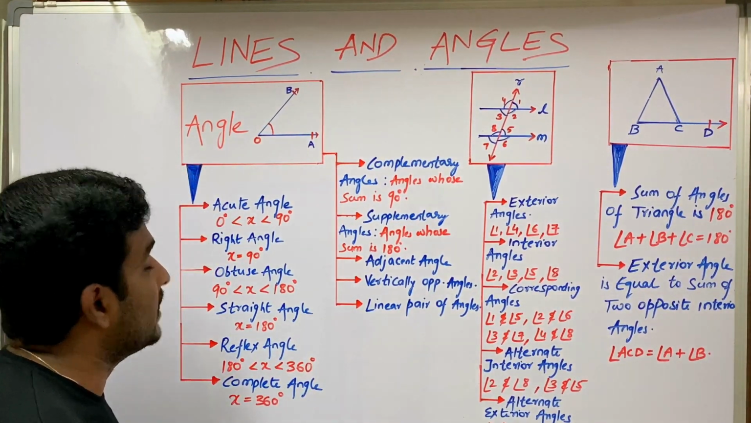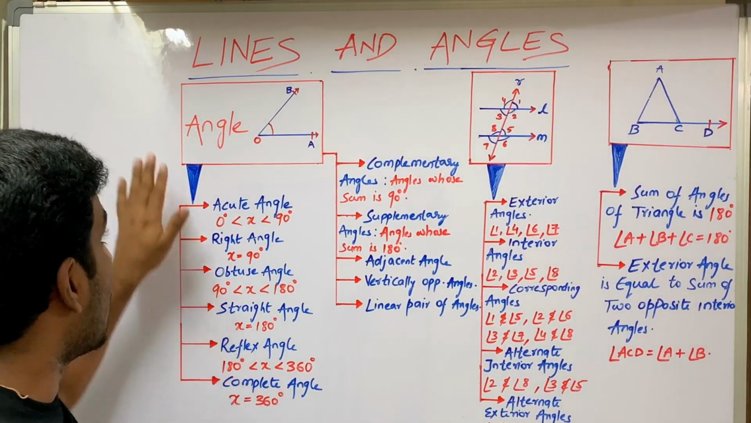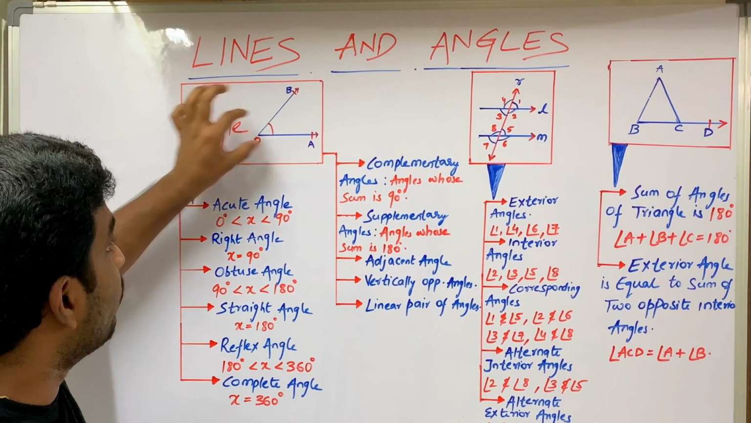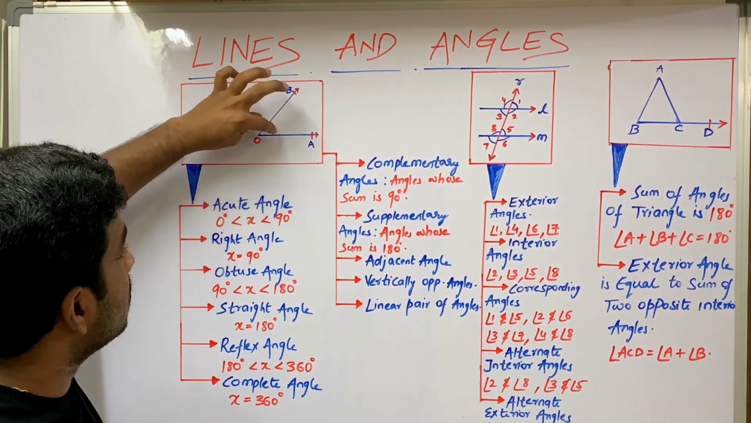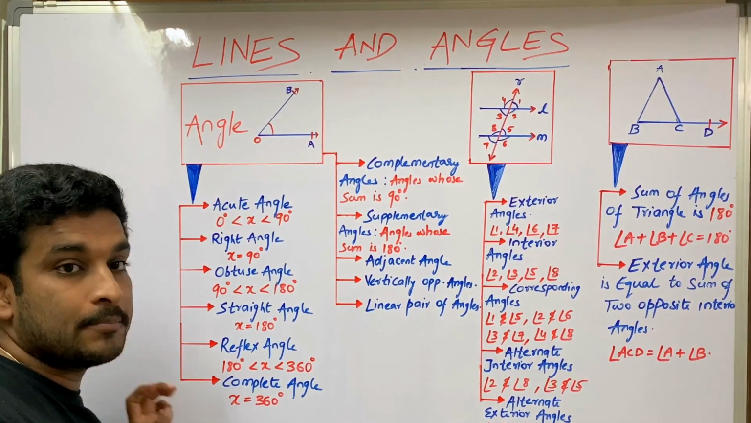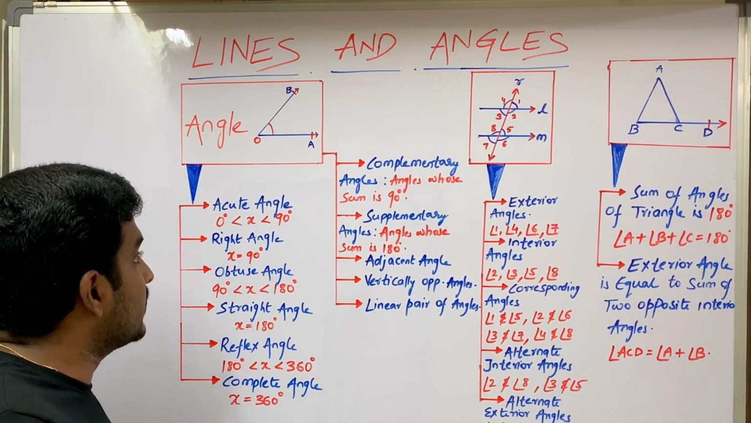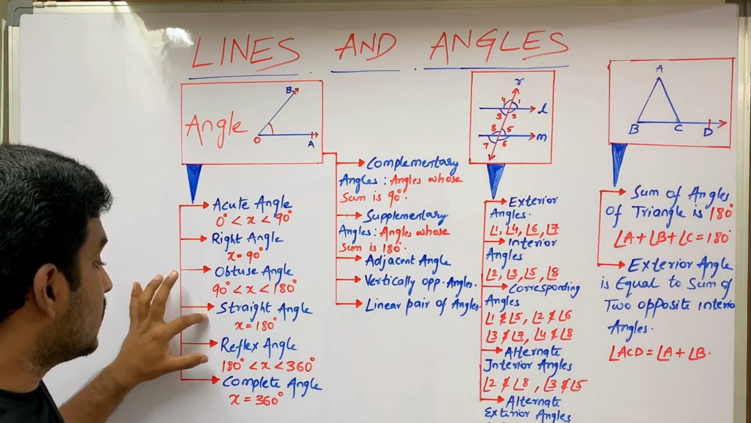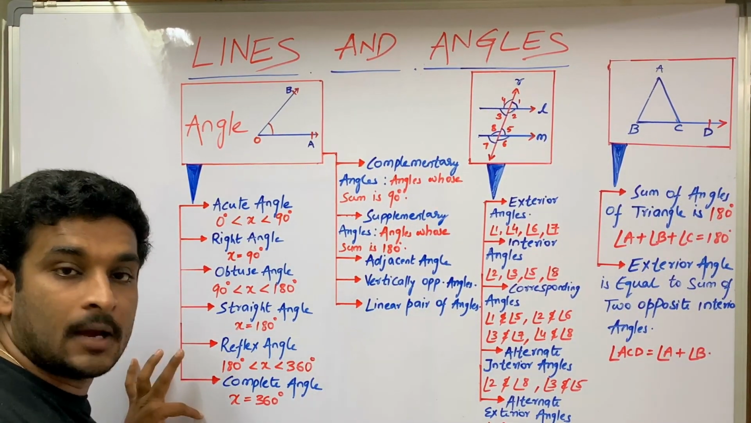These are the basic concepts of lines and angles. As we all know from our class 6th and 7th, we know what an angle is. When two lines intersect each other at a certain point called O, an angle is formed. We have different types of angles that we studied in our primary classes, like acute angle, right angle, obtuse angle, straight angle, reflex angle and complete angle.